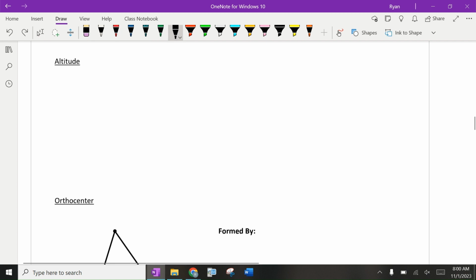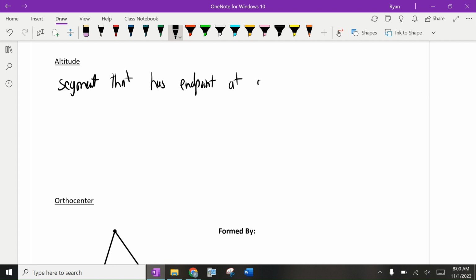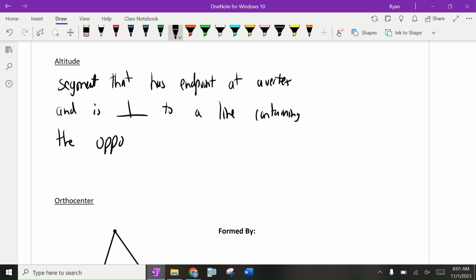The segment called the altitude is a segment that has endpoint at a vertex and is perpendicular to a line containing the opposite side.